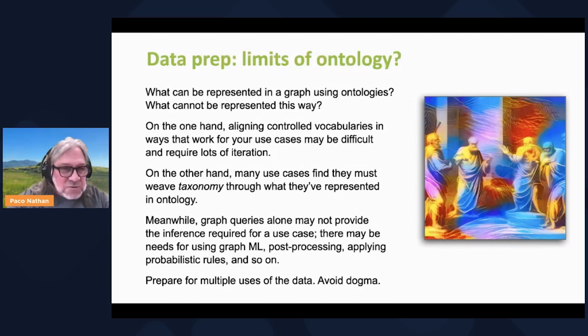If you've got people who are really dogmatic about ontology, they're probably going to be a problem. Take it with a grain of salt. Understand there are limits to ontology. Understand that there are ways to do post-processing and pre-processing. And even after you've done your graph queries, you may need to apply some GraphML or some post-processing or some sort of probabilistic rules, et cetera, just to make sense out of what's going on there. Don't rely only on queries and ontology.